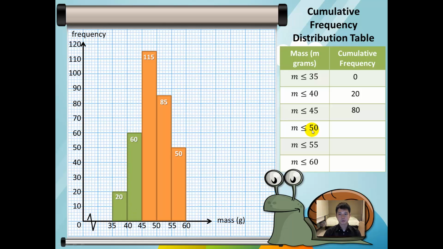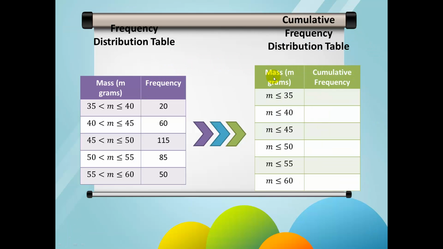For less than or equals to 50 grams, we have a total of 195 pebbles. For less than or equals to 55 grams, we have 280 pebbles, and for less than or equals to 60 grams we have 330 pebbles. Now, to give you a better understanding of how we get these numbers here, let us relook at the tables once more.